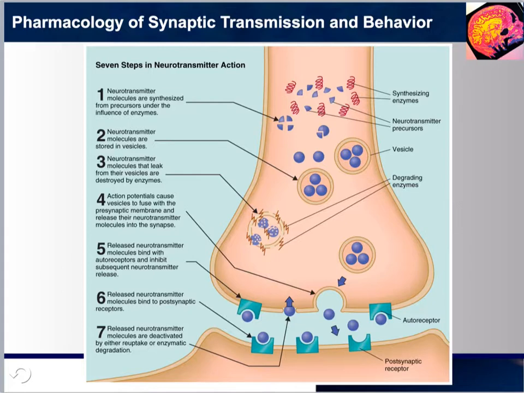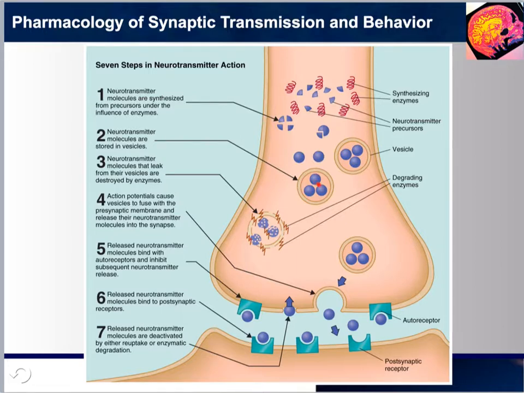You can see that the first step here would be the neurotransmitter molecules are synthesized from precursors under the influence of enzymes. The enzymes would be these red coily parts in here, whereas the neurotransmitter precursors would be here. Step number 2 would involve the neurotransmitter being stored into a vesicle. From there, if they leak out, then enzymes can actually destroy them, as we saw in the previous module, through degrading them. If they're maintained in here, then they are protected by them.